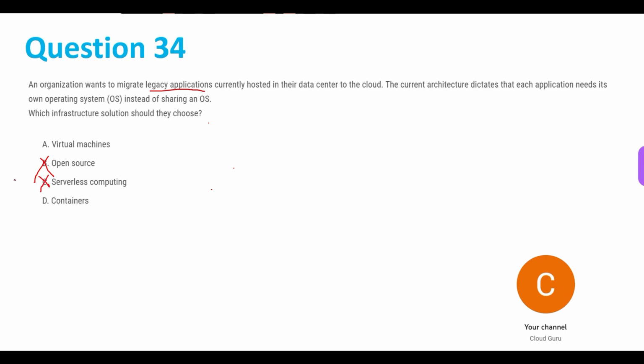And option D, containers. Nowhere in the question does it mention containerized applications, that you need to containerize the applications. All you need to do is migrate the legacy applications from their data center to the cloud. That's all that is needed. So why would you need containers? That is why D is not the answer. Let's cross that off and we're left with A, virtual machines, which, as I said, is our answer. So once again, for question 34, A, virtual machines is our answer.